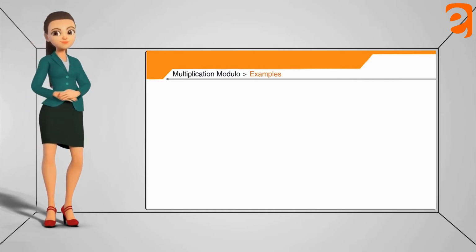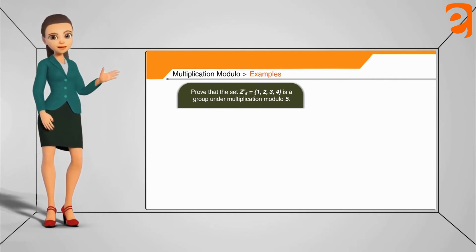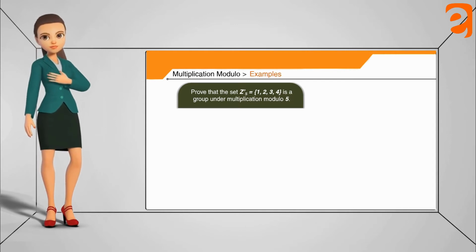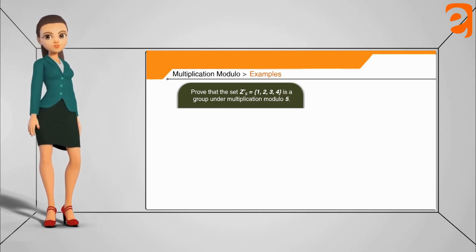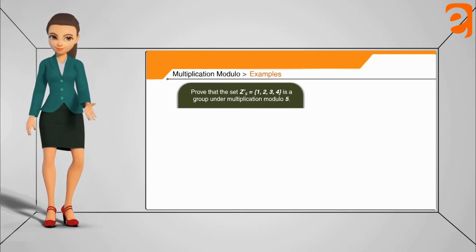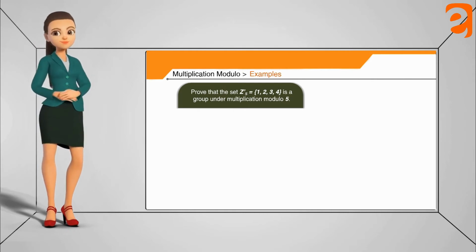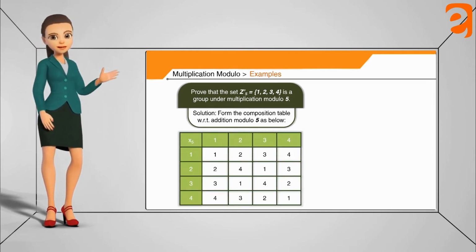Let's understand it with one example. Suppose you have a set Z5, consisting of the numbers 1, 2, 3, 4. Now we want to show that this Z5 is a group with respect to multiplication modulo 5. To show that it is a group, we need to show that it satisfies the 4 axioms of a group. So let's calculate the table to show that it is a group.